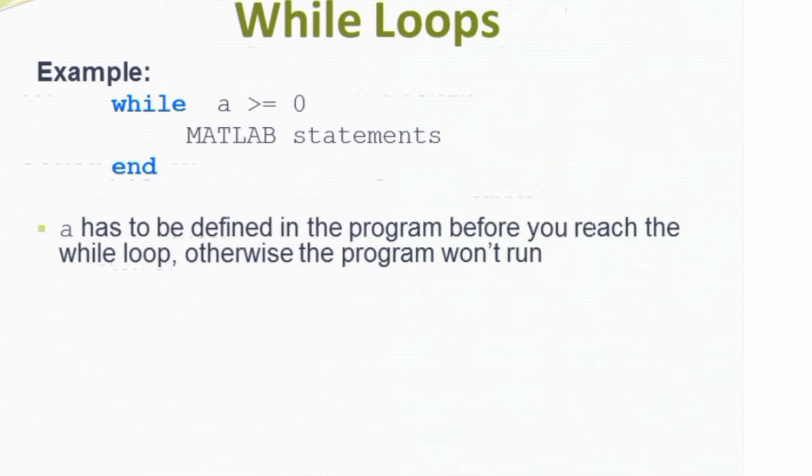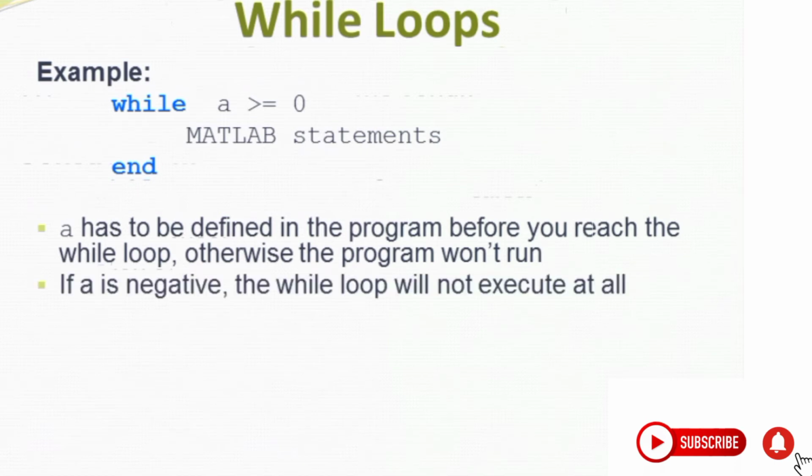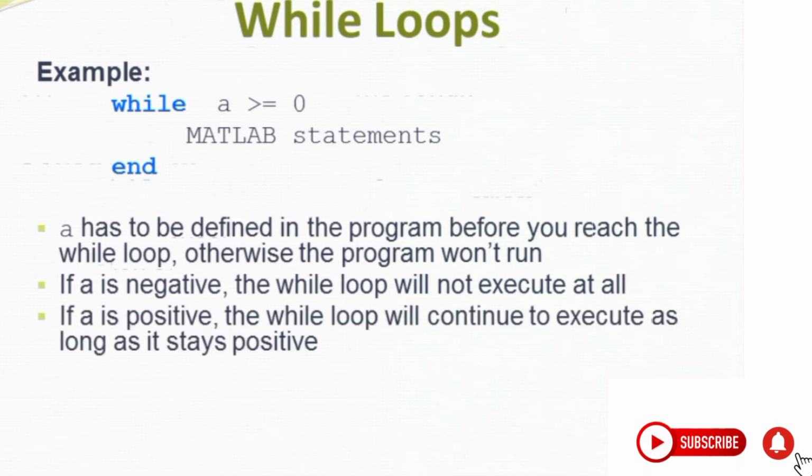If you're going to actually deal with this little snippet of code, a would have to have been defined at some point in your program prior to reaching this point where your while loop exists. Otherwise, your program won't be able to run because it won't know what the value of a is. So you have to set a value for a somewhere before you get to this loop. If a is a negative value, then the loop's not going to execute at all because that condition, a greater than or equal to 0, would not be true. If a is positive, the loop will continue to execute as long as it stays positive.